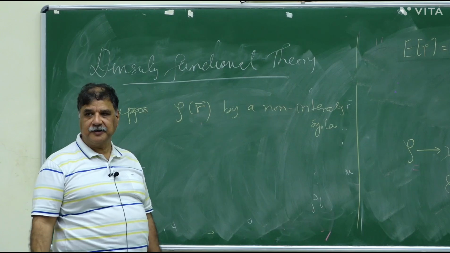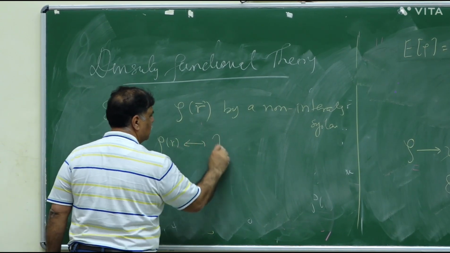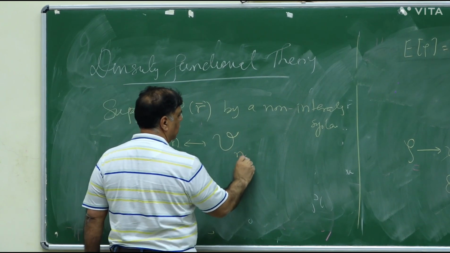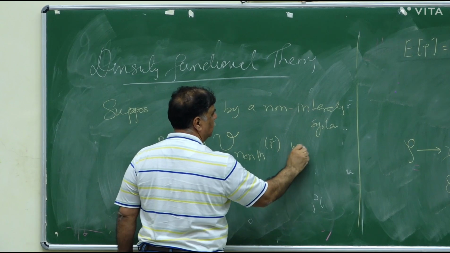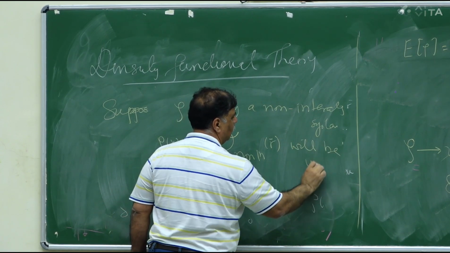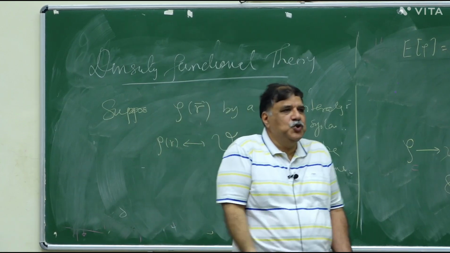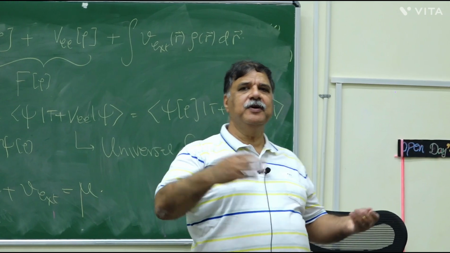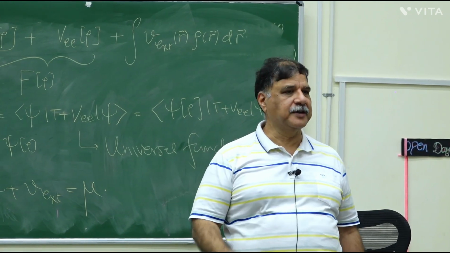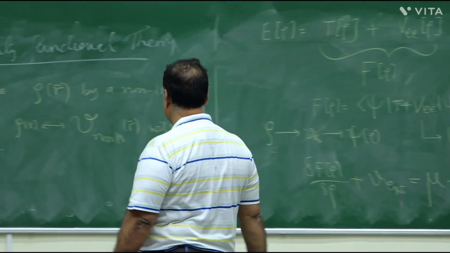That is, rho is the ground state of a non-interacting system. Then rho(r) to that V non-interacting will be unique. Because if I give you a density, you don't know whether it is non-interacting or interacting. So if I can find a way of doing a calculation on a non-interacting system, I'm fine. Alright? How do we do that?